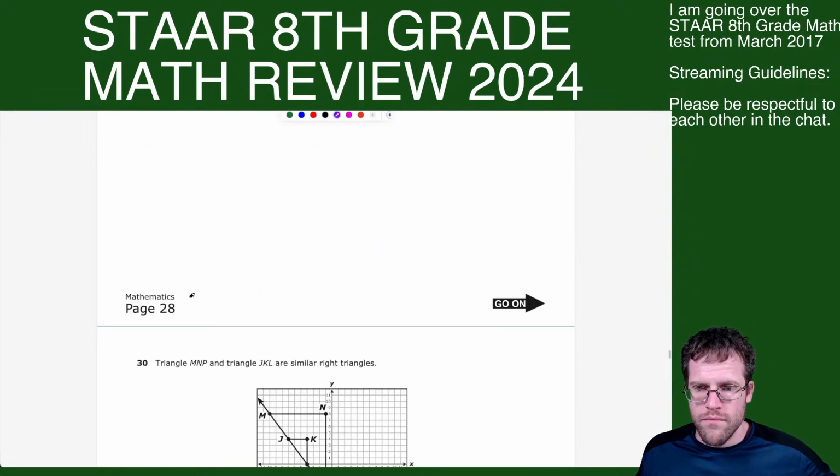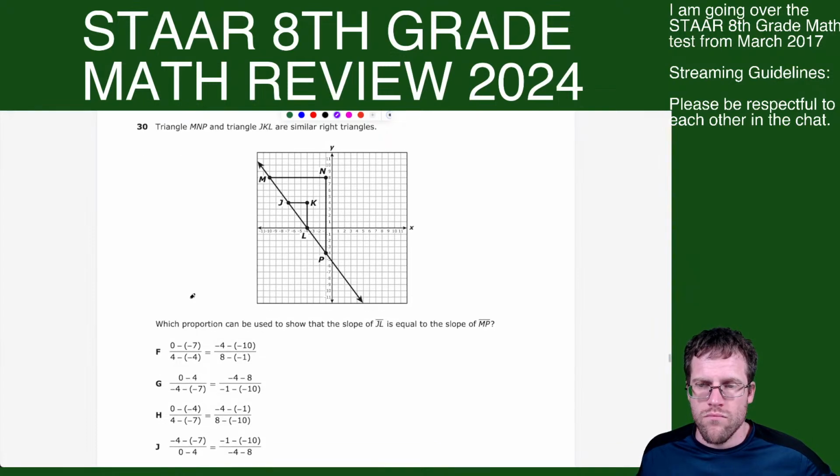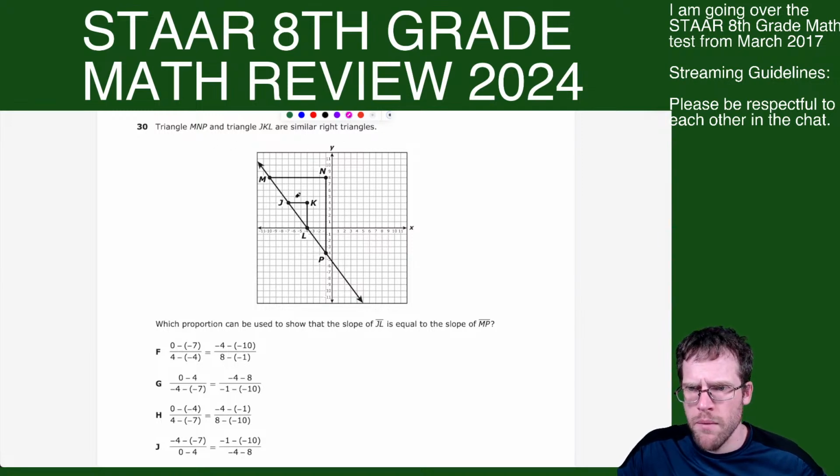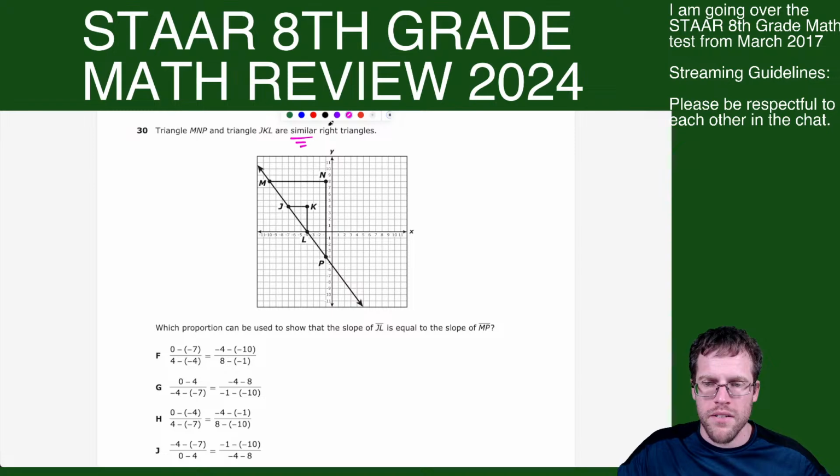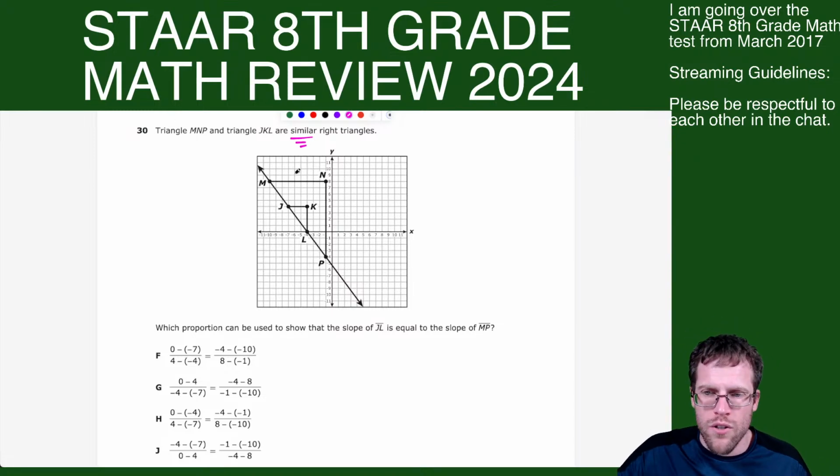Cool. All right, next up. All right, let's see. We have similar triangles. Triangle MNP and triangle JKL are similar right triangles. This means that their corresponding sides are in proportion. Okay, so corresponding sides are in proportion. And what that also tells us is that the slope of these points is not going to change. Notice here that M and P are on the same line as J and L.